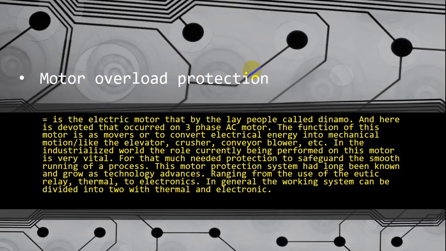In the industrialized world, the role currently performed by this motor is very vital. For that, protection is much needed to safeguard the smooth running of a process. This motor protection system has long been known and has grown as technology advanced, ranging from the use of electric relays, thermal, to electronics. In general, the working system can be divided into two: thermal and electronic.